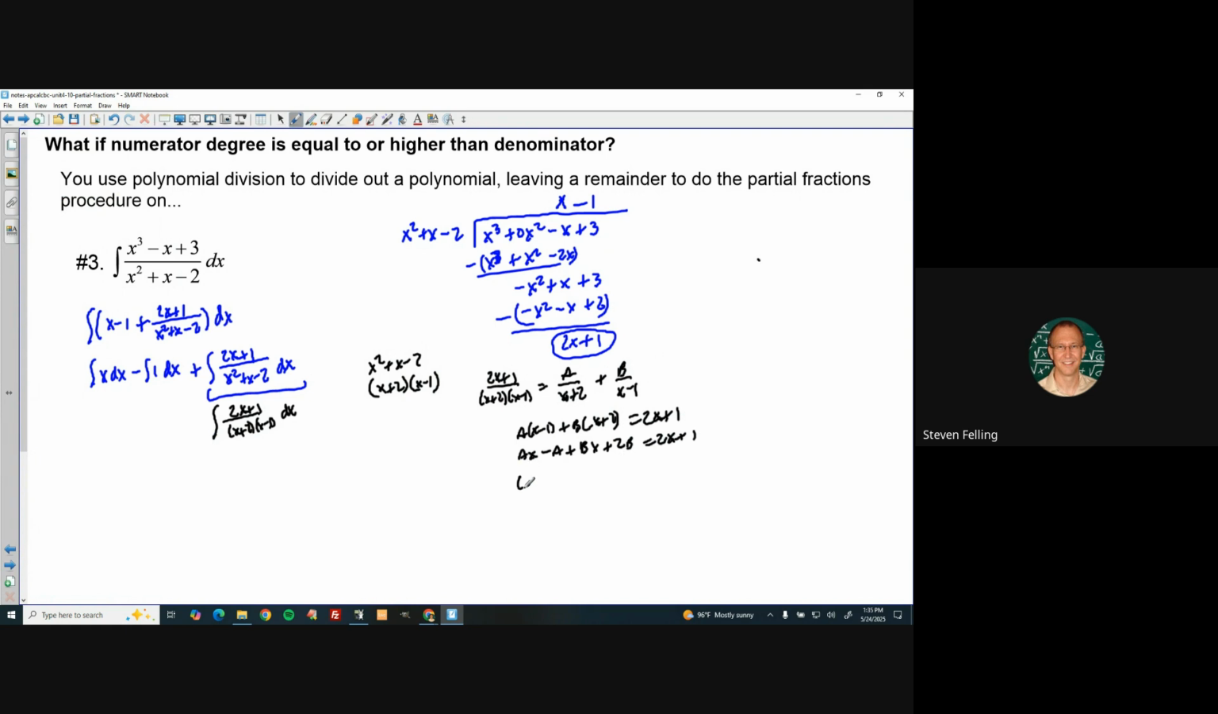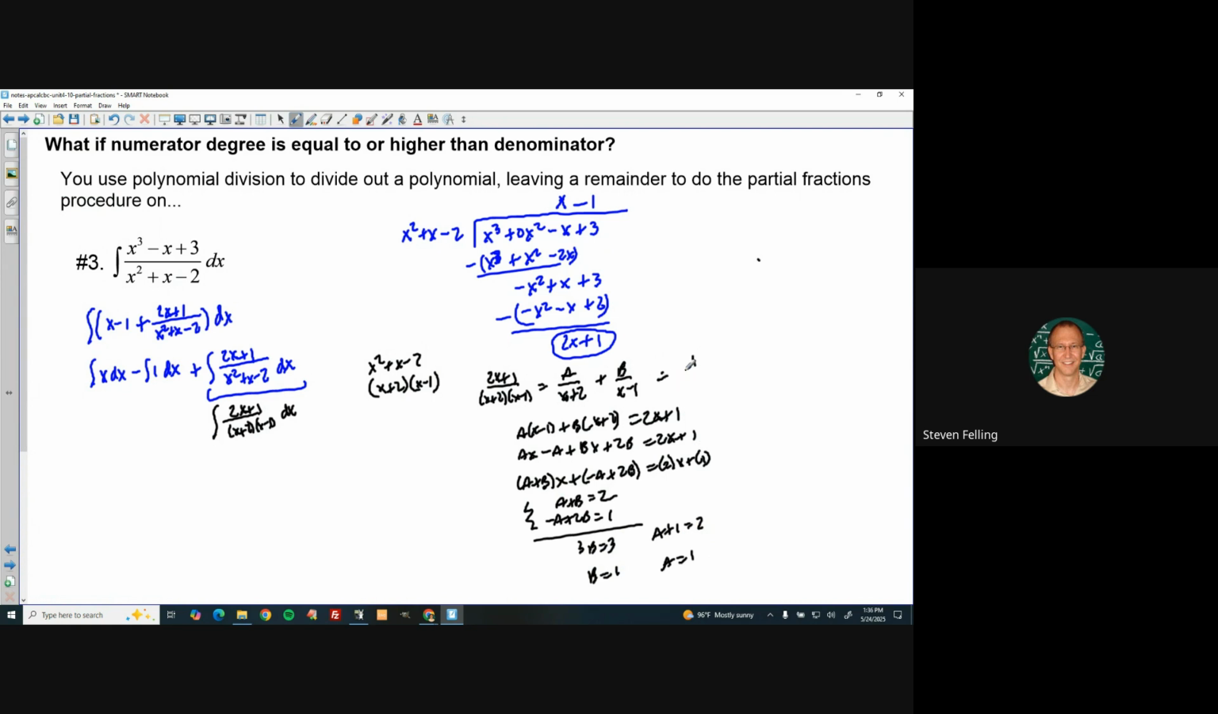If we gather like terms, it's (A + B)x's plus a constant that's (-A + 2B), equals 2x's plus a constant that's 1, which means the A + B number of x's has to match the 2x's, and the -A + 2B has to match the constant 1. If I solve this system by elimination, if we add these, we get 3B = 3. So that means B is 1. And if A plus that 1 has to equal 2, A has to be 1. So in this case, these are both 1.